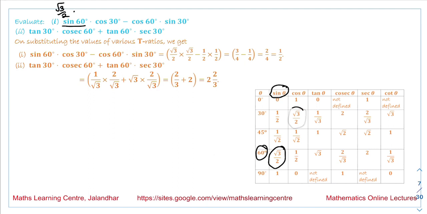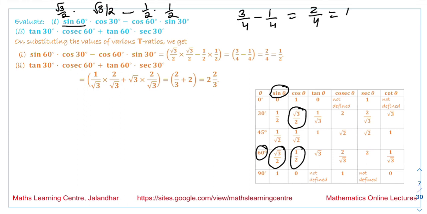The value of cos 30 degrees is also square root 3 by 2, minus cos 60 degrees, which is 1 by 2, and sine 30 degrees, 1 by 2. On solving this you will get 3 by 4 minus 1 by 4. The answer you will get is 2 by 4, which is equal to 1 by 2.